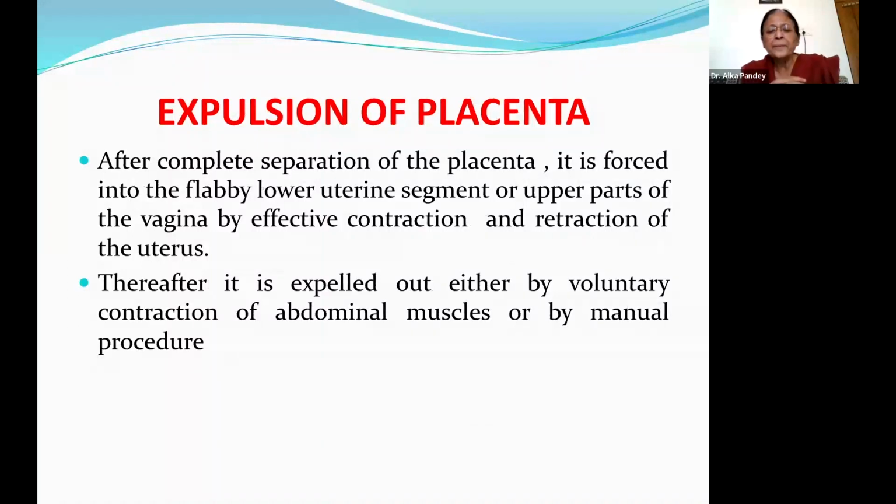Now, after complete separation, the placenta is forced into the flabby lower uterine segment or upper part of the vagina by effective contraction and retraction of the uterus. Thereafter, it is expelled out either by voluntary contraction of abdominal muscles or by the manual procedure. Next.